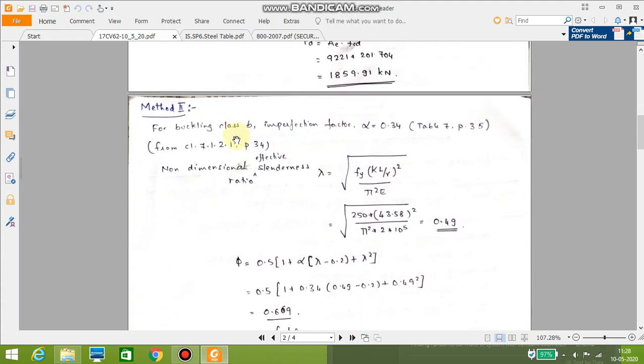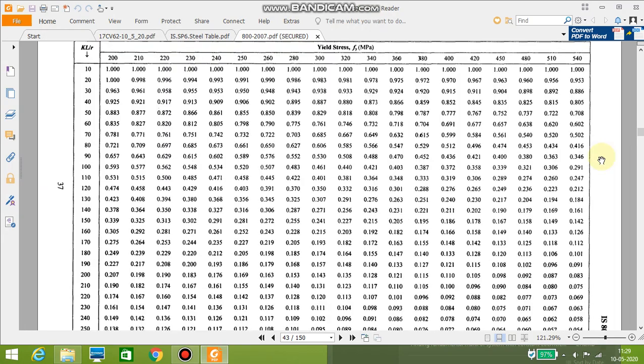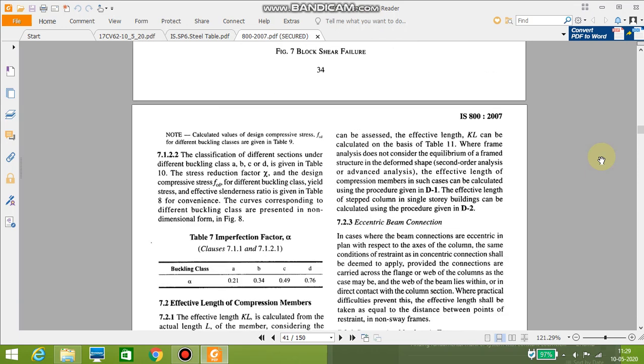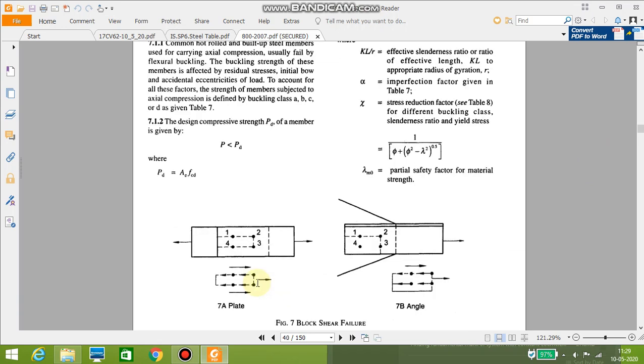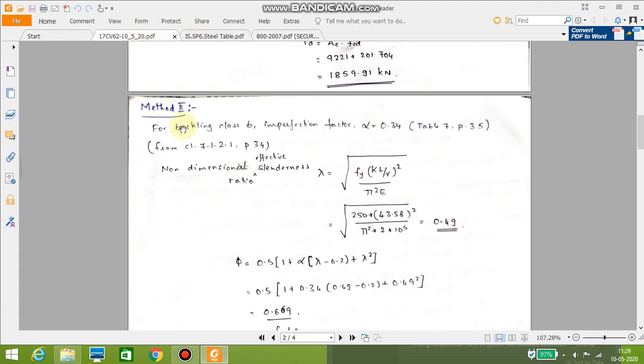The second method is by using some other technique, the formulas. So here for buckling class of B, which is already decided, the imperfection factor is given in page number 35, table number 7. Let me go to page number 35, table number 7. The imperfection factor for B class is alpha equal to 0.34. So this alpha is required for us for the calculation of phi. So let us see how to proceed with this.